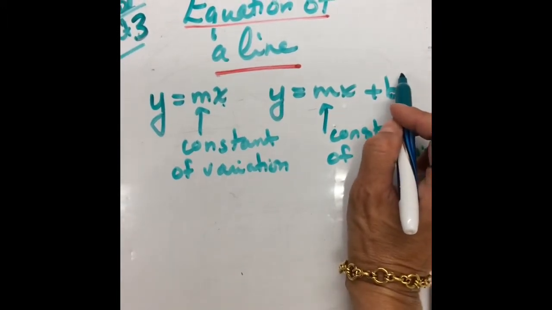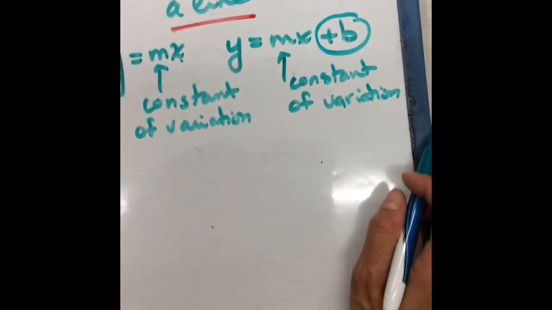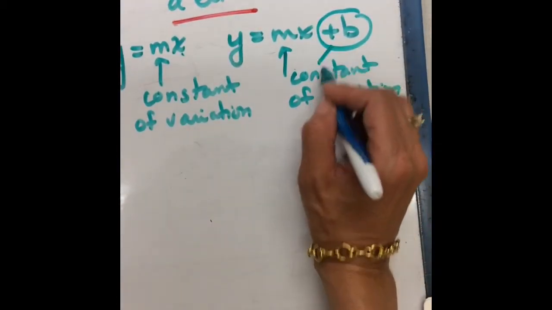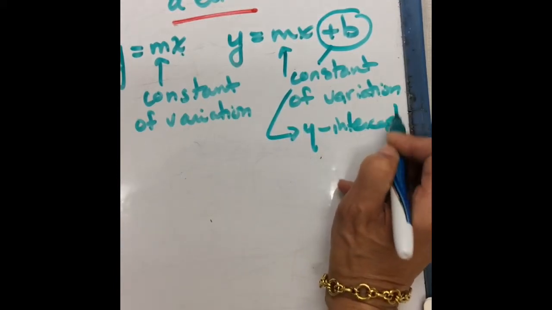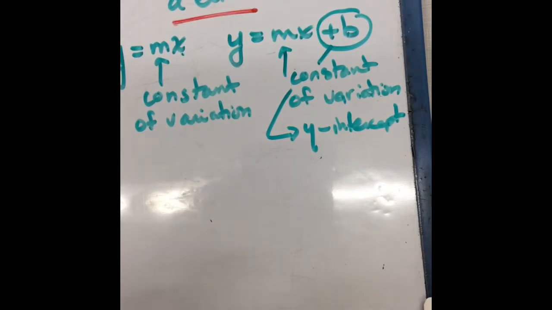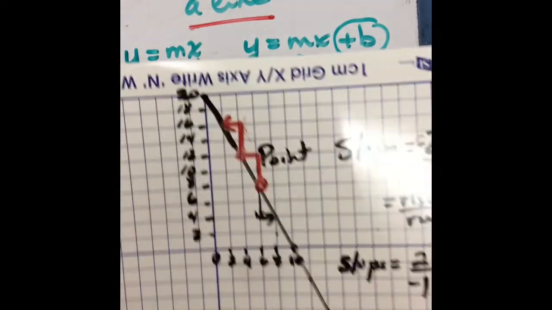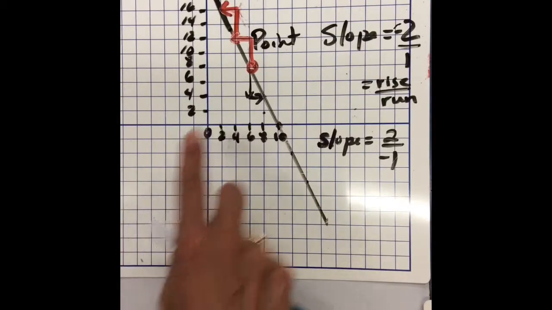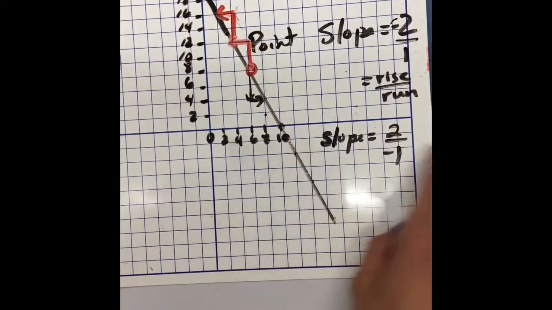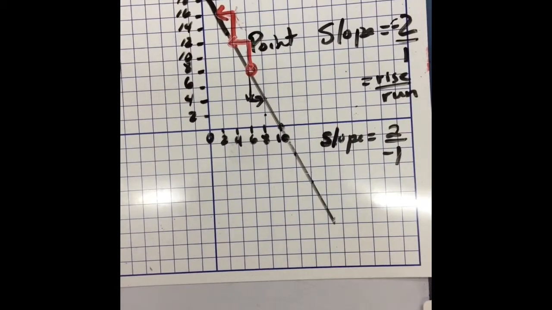But here we didn't have a start at the origin. We had a b value, what we called the y-intercept. Now, if I look at the last graph that we had just done in part 2, we looked at the slope and we found the slope, which was -2. If you remember what I said about a y-intercept, it is when x is equal to 0.